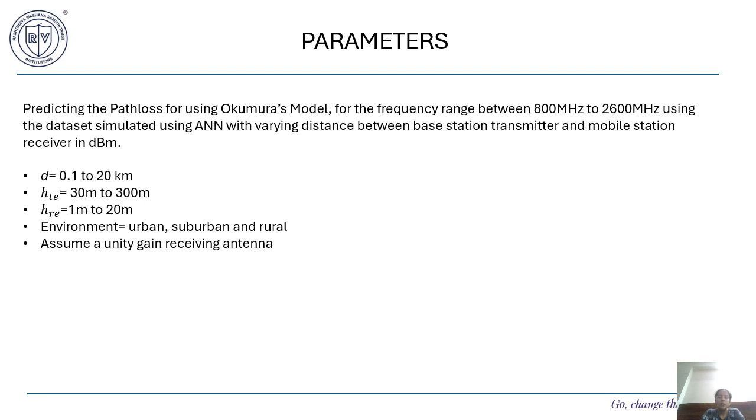The key parameters influencing path loss include distance between the base station and the receiver, frequency of transmission, transmitter and receiver heights, and terrain type: urban, suburban, and rural. The dimensions or range of each of these has been mentioned, and the frequency range, of course, we are taking from 800 to 2600 megahertz. These are inputted into the ANN model, which then produces a random variation of all of these fit together, and produces some 1,000 data sets altogether.